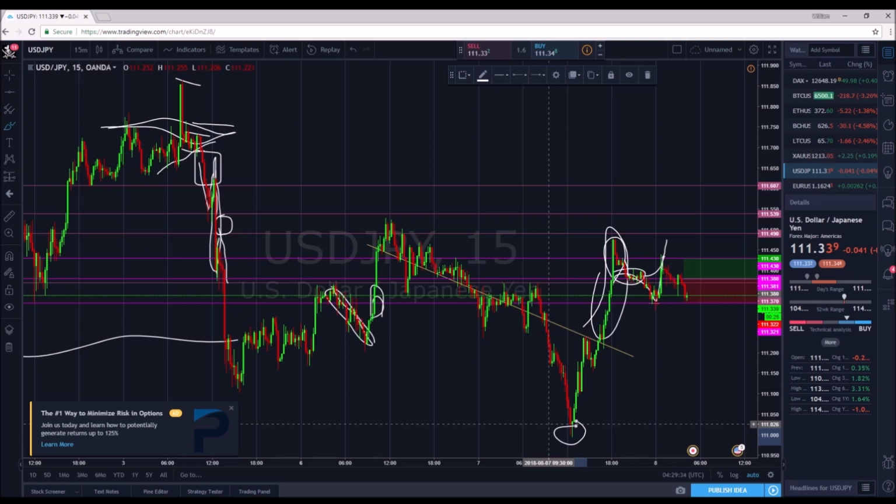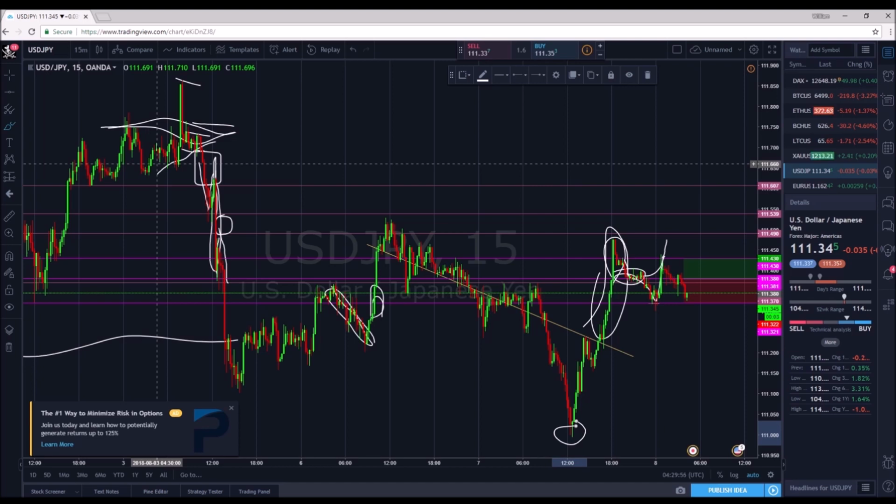But I mainly just use basic support and resistance zones, and I mark them using my line chart. But a lot of the times I'm really not marking them. I'm just looking at this and seeing where the support is and things like that. So let's look at some other stuff.